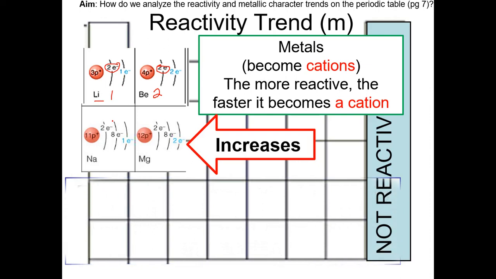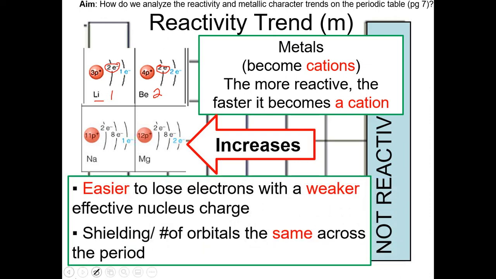So just to summarize, it's easier to lose an electron with a weaker effective nuclear charge. The shielding or the number of orbitals is the same across the period.